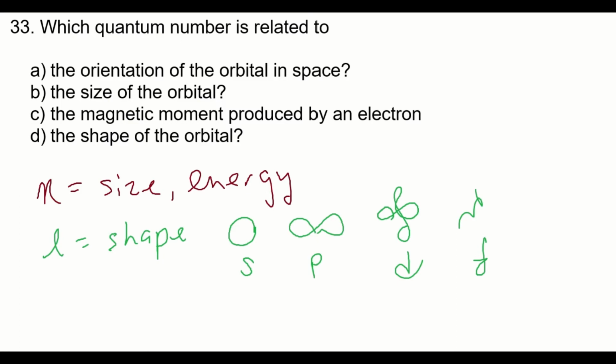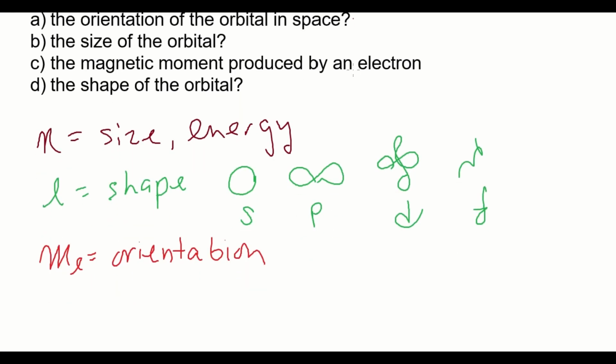And then the third quantum number we learned is m sub l. That tells us the orientation of these orbitals in three-dimensional space. So how many different orientations do you have? You have one s orbital, three p orbitals, five d orbitals, and seven f orbitals at energy levels where they have them.